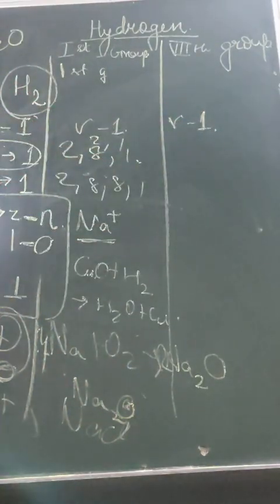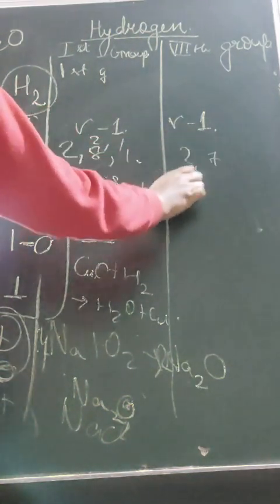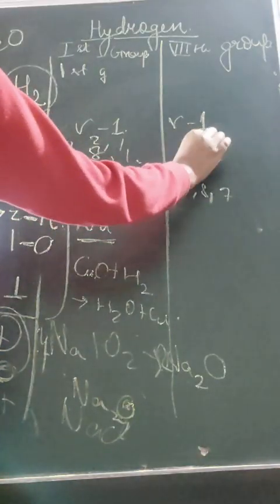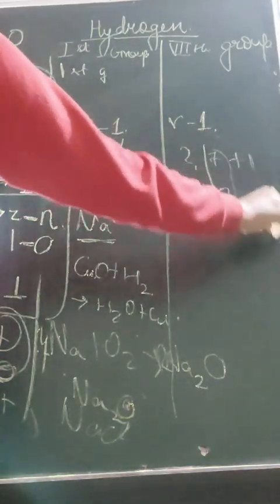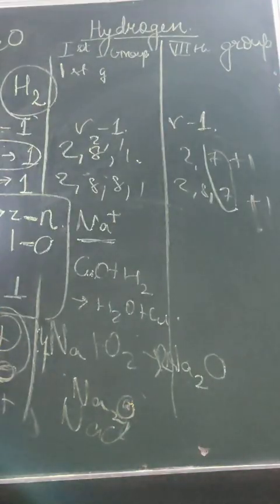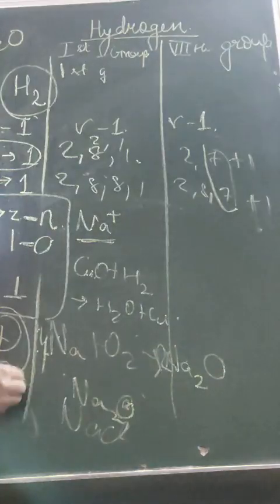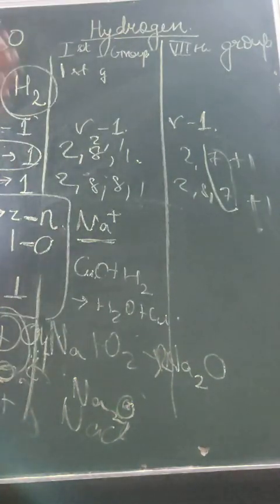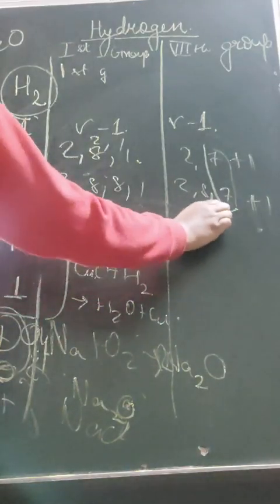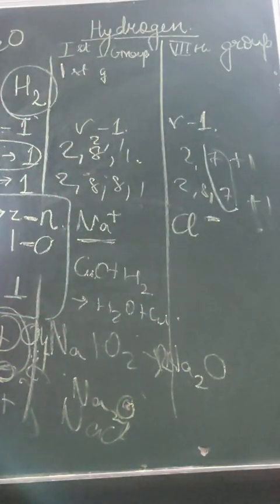Valency is 1 because they accept 1 electron. In their electronic configuration, they have 2, 7 or 2, 8, 7, meaning they accept 1 electron to become stable. Now, when hydrogen gains 1 electron, it gains negative charge. Similarly, these halogens like chlorine also gain negative charge.